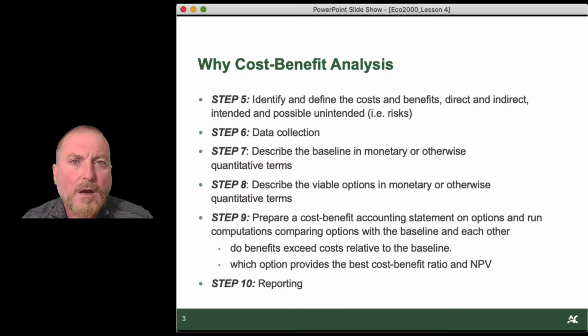So then you would prepare your cost-benefit analysis, accounting statement, and so on. We'll get into that more as we go along, and then your reporting, and that's how cost-benefit analysis essentially functions. Whether you're working with somebody to set up a hazardous waste disposal site, or build a new building, or invest in a road, it doesn't matter. Cost-benefit steps largely remain the same.